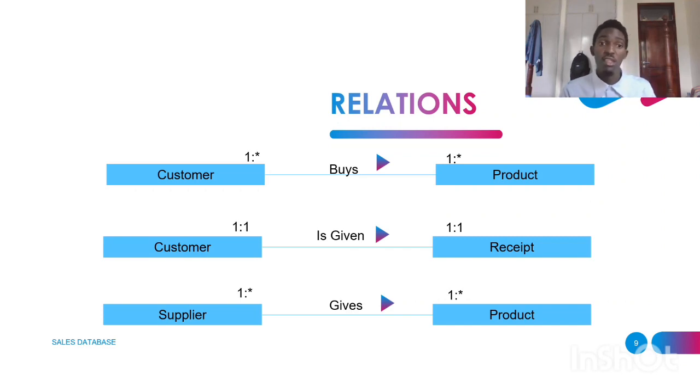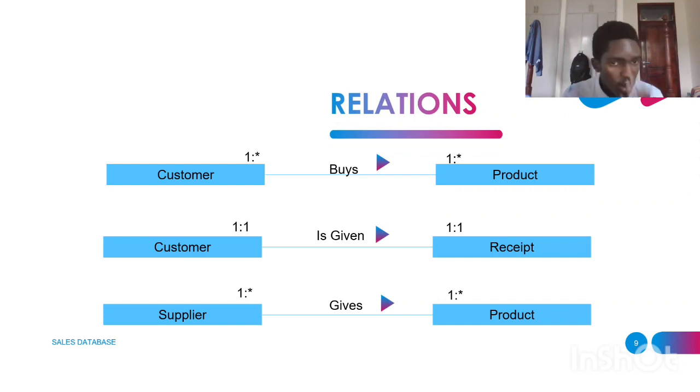So these are the relations that relate the different tables that I have just explained to you earlier in the previous slide. We have customer. So a customer buys a product. It's a relation between the customer and the products. The customer buys a product. A customer is given a receipt. A supplier gives a product. So this is how we are relating the different tables in our database.